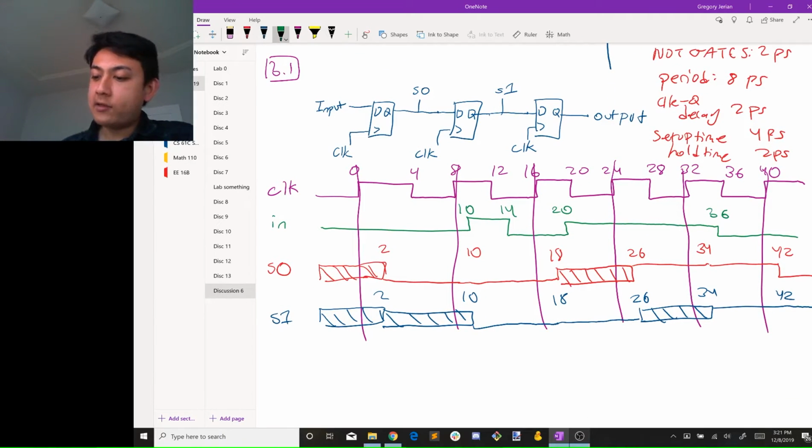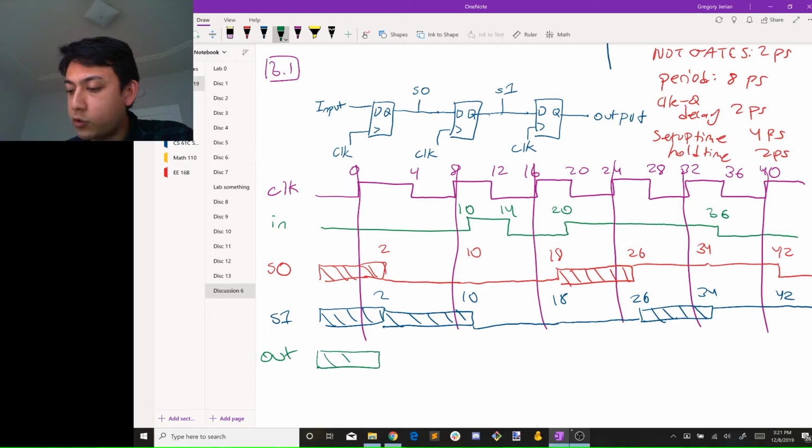Now for the last part, we get to do the output. The output, we get to propagate down this undefined, right? So we start off undefined up until 2. At 2, we get to propagate down the undefined from S1 over here. So we continue being undefined until 10. At 10, we get to propagate down the undefined once again from S1. So we get to be undefined until 18.